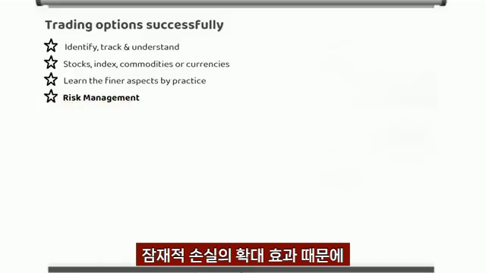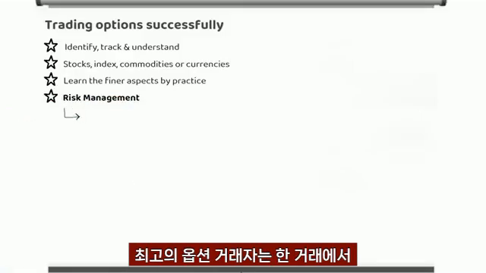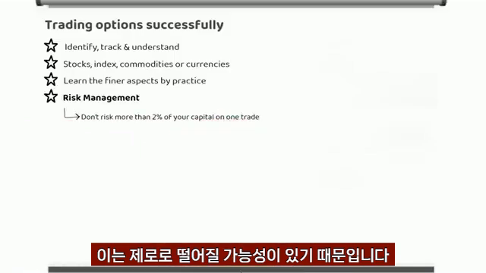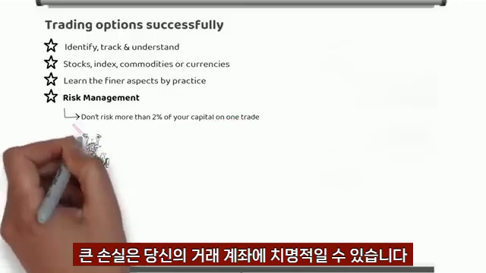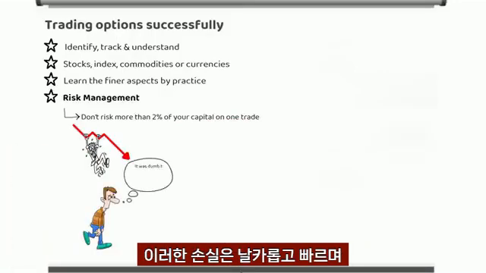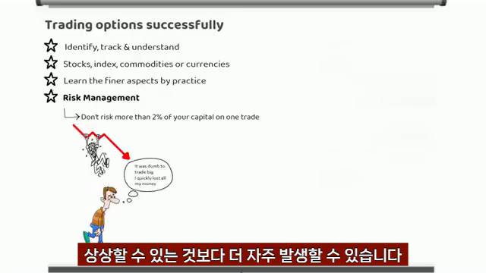Because of the magnifying effect of potential losses, the best options traders don't risk more than 2% of their capital in one trade. As trades have the potential to go down to zero, large exposures can prove to be fatal for your trading account. Such losses are sharp and quick and happen more often than one can imagine.